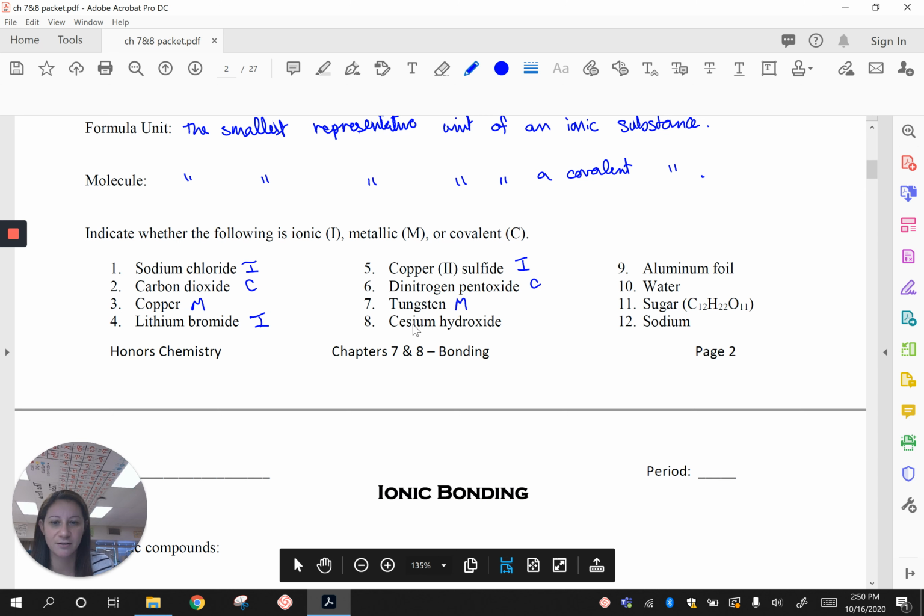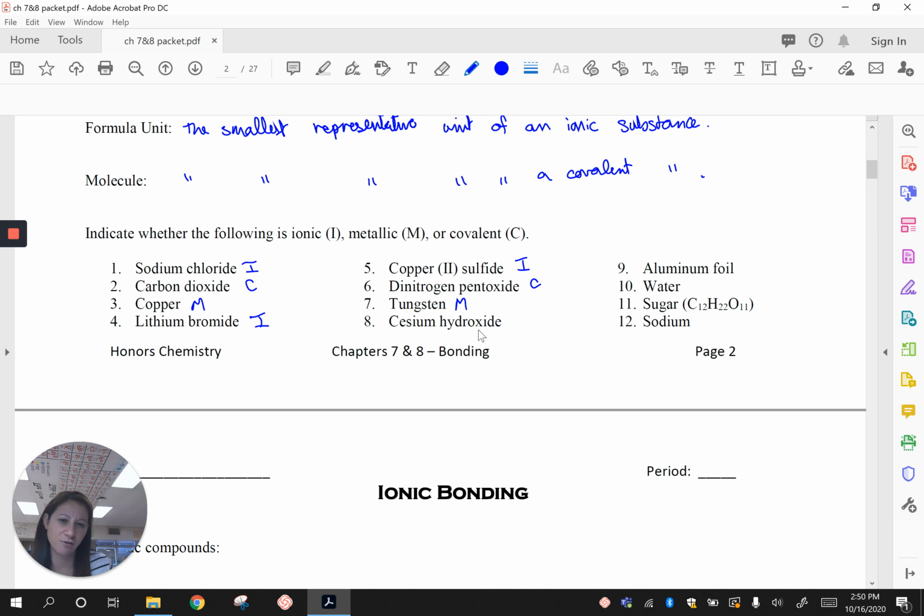Cesium hydroxide. Let's see, cesium is a metal. Hydroxide, that doesn't sound familiar, but if you have a metal bonded to something else, it's probably ionic, right? Hydroxide is actually oxygen and hydrogen together, so that would be ionic. Aluminum foil. Well, aluminum foil is just aluminum, so that's metallic. Water, H2O. Hydrogen and oxygen are both nonmetals, so that is covalent. Sugar. This is the formula for sucrose, C12H22O11. That is covalent, all nonmetals. And then finally, sodium is metallic.